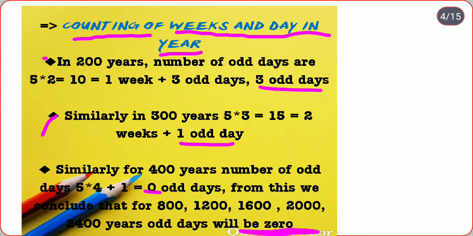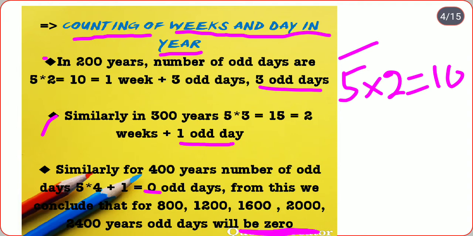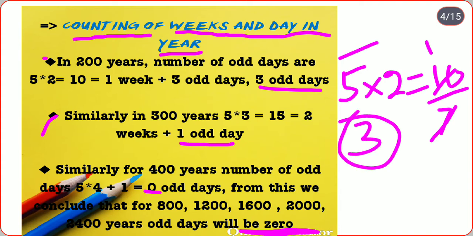So in 200 years, the number of odd days is: 100 years has 5, so 5 into 2 is equal to 10. Divisible by 7, 7 1s are 7. The remainder is equal to 3, so 3 odd days. In 200 years there are 3 odd days.